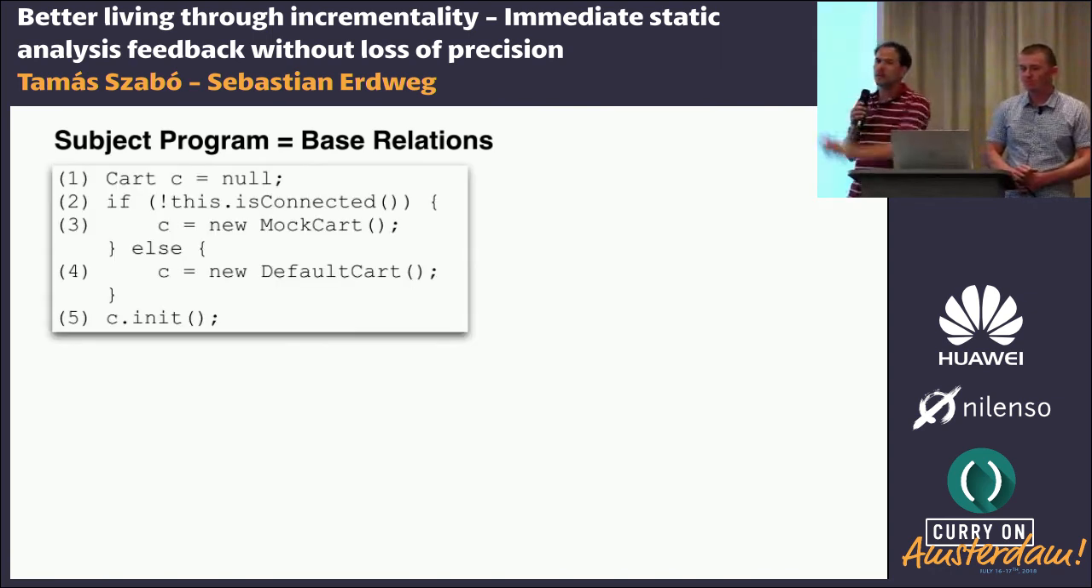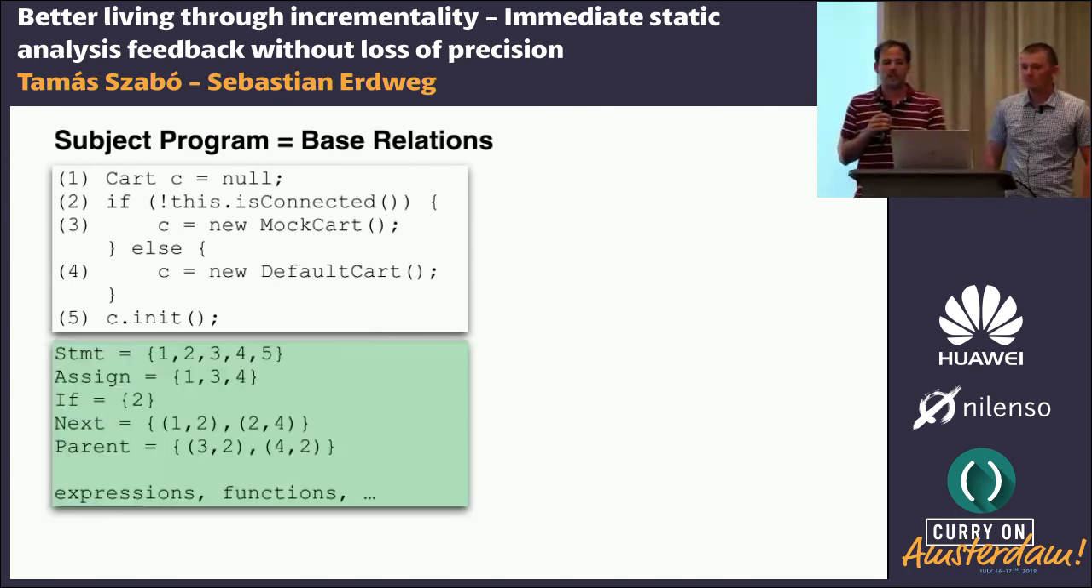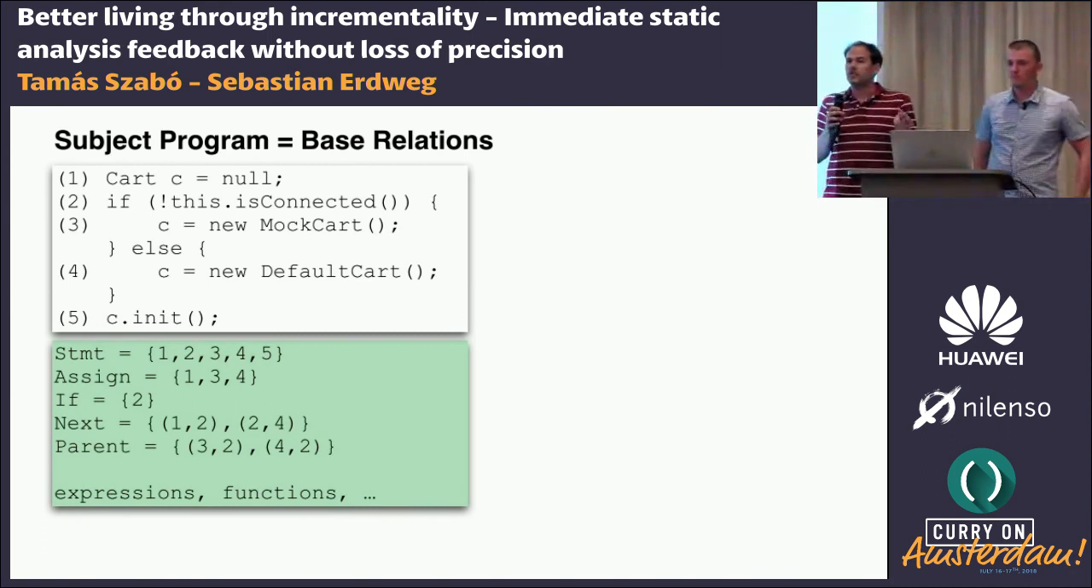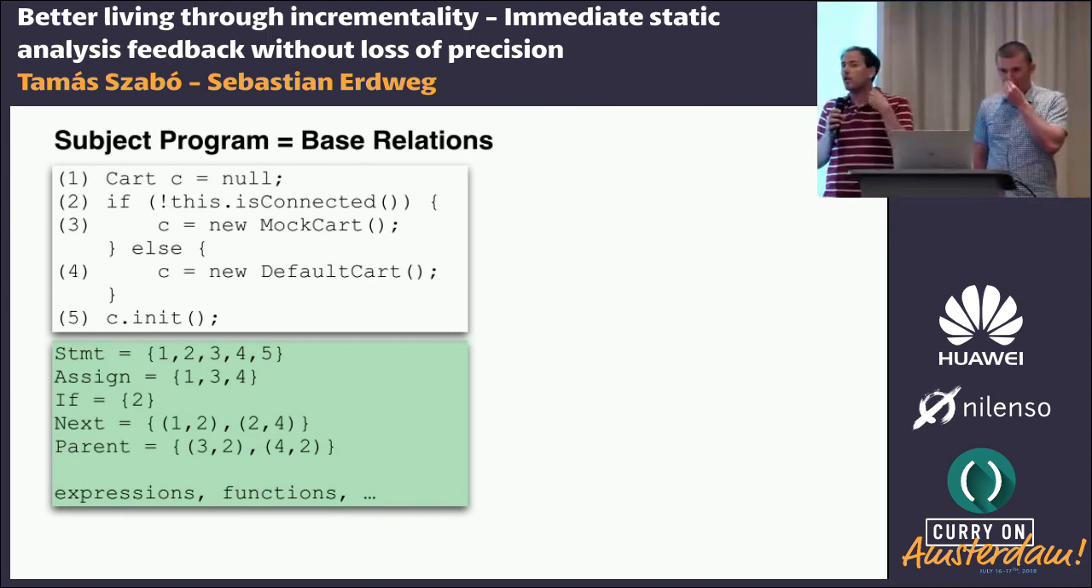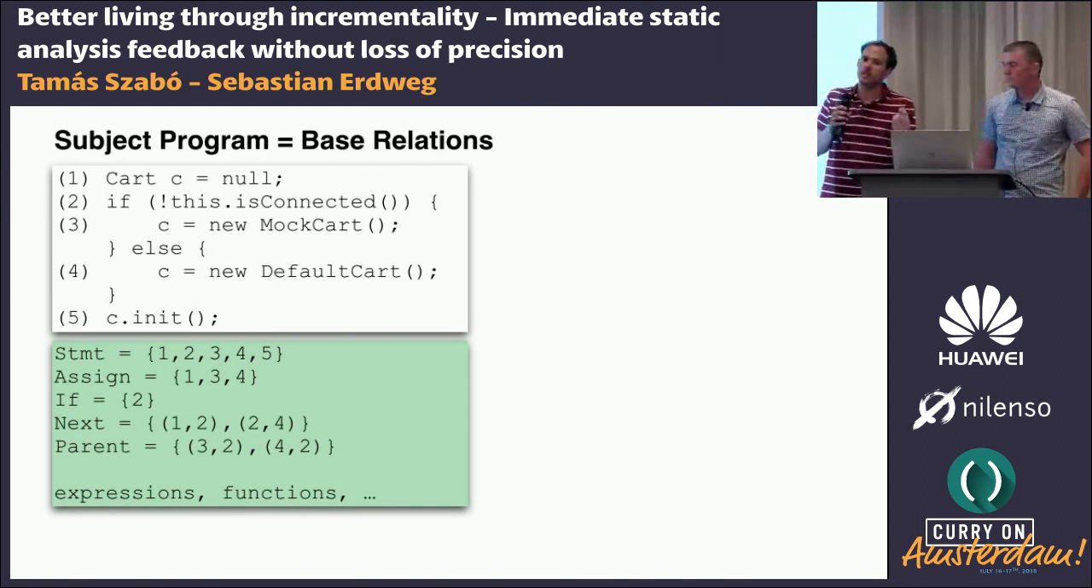So let's take a look at a simple example. This is a simple program in your favorite language. It has 5 statements: an assignment, an if statement with an else branch, and then another method invocation. And we can represent this as a set of relations. The key idea that we follow is that every node in the AST becomes a relation, and the entries of these relations are all the nodes belonging to that kind of node.